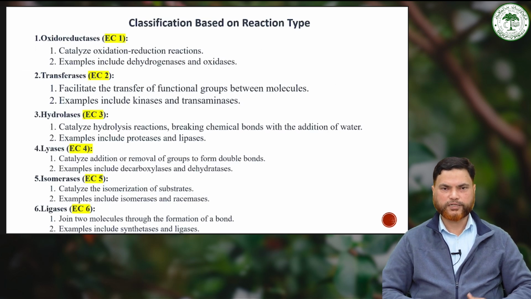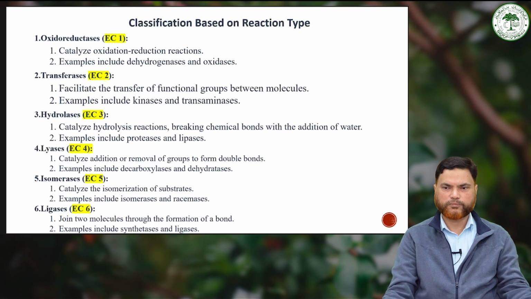Now, according to the classification recommended by the Commission on Enzymes of the International Union of Biochemistry, which gave its report in 1961, enzymes are basically classified into 6 major classes based on the type of reaction they catalyze. So these major classes I will discuss one by one.